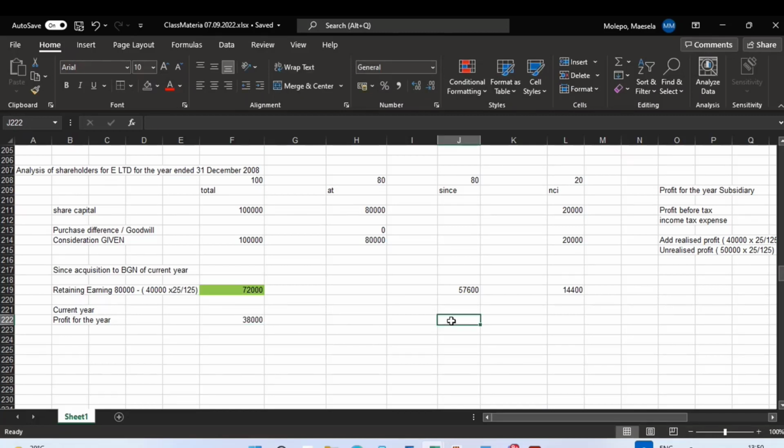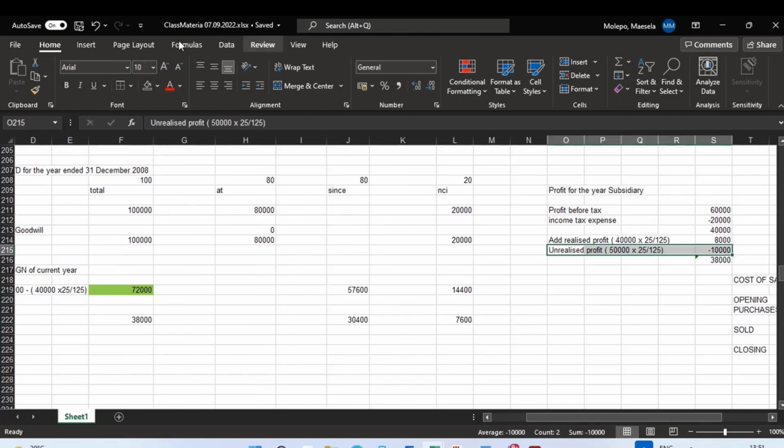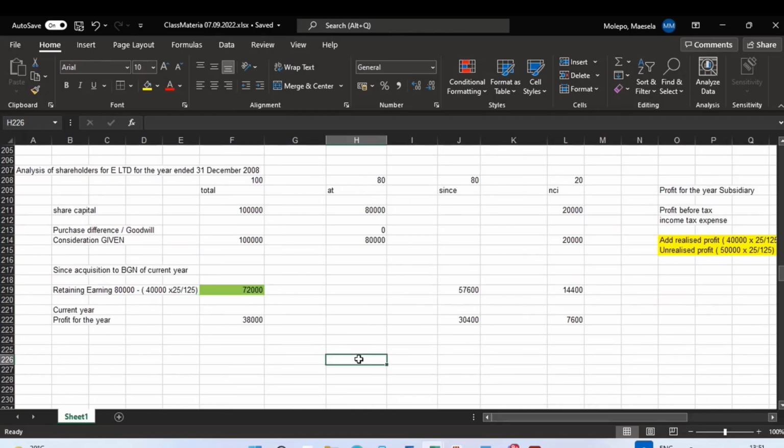The 80% of it, $30,400. The remaining balance, 7,600. So are you happy with this unrealized versus realized? The deduction and the addition part, please, you must understand this. Why am I adding, why subtracting? Don't cram them, ne? So we can conclude.